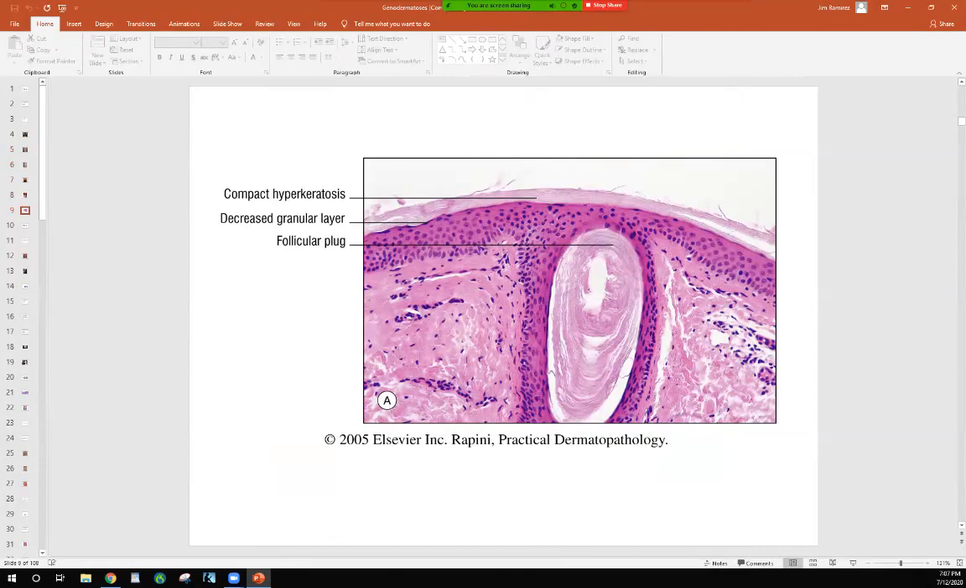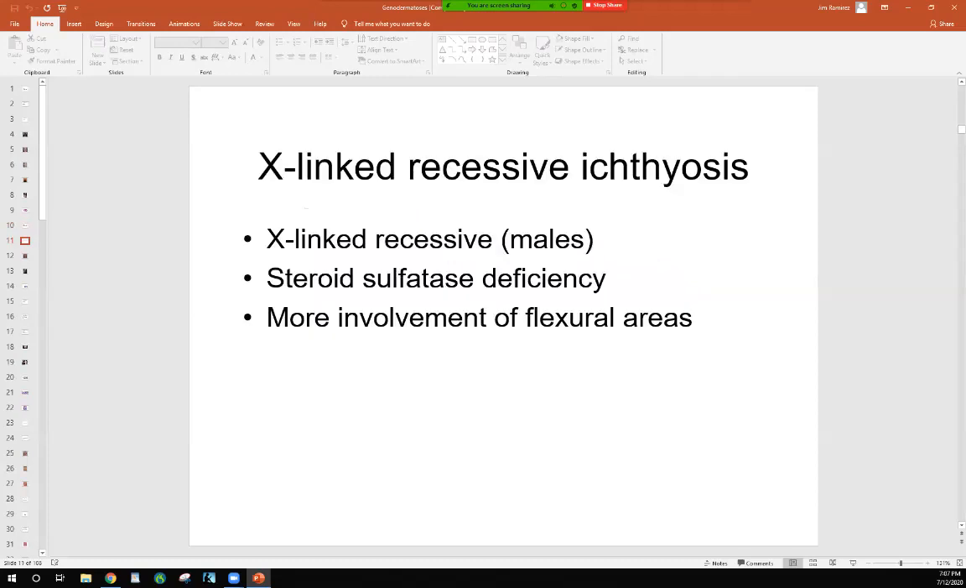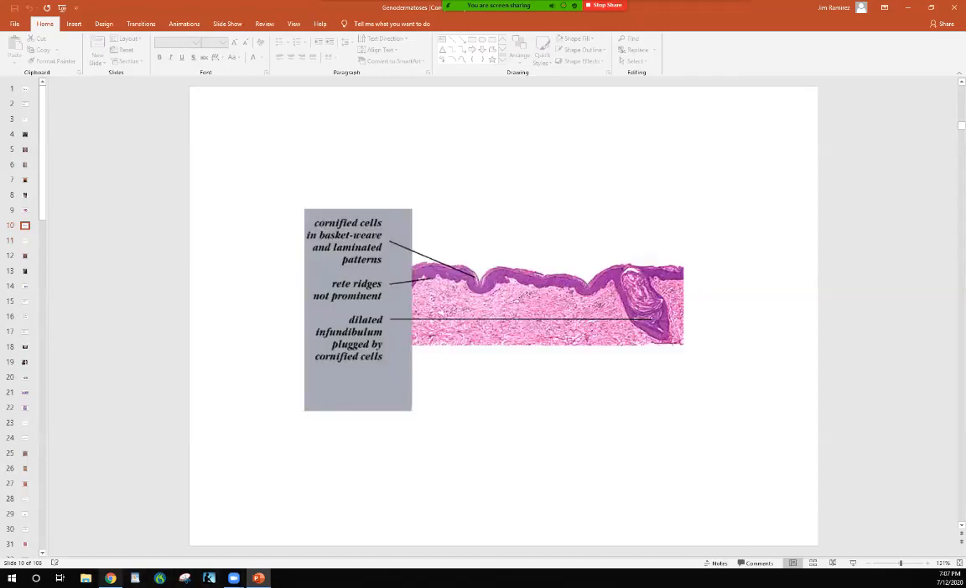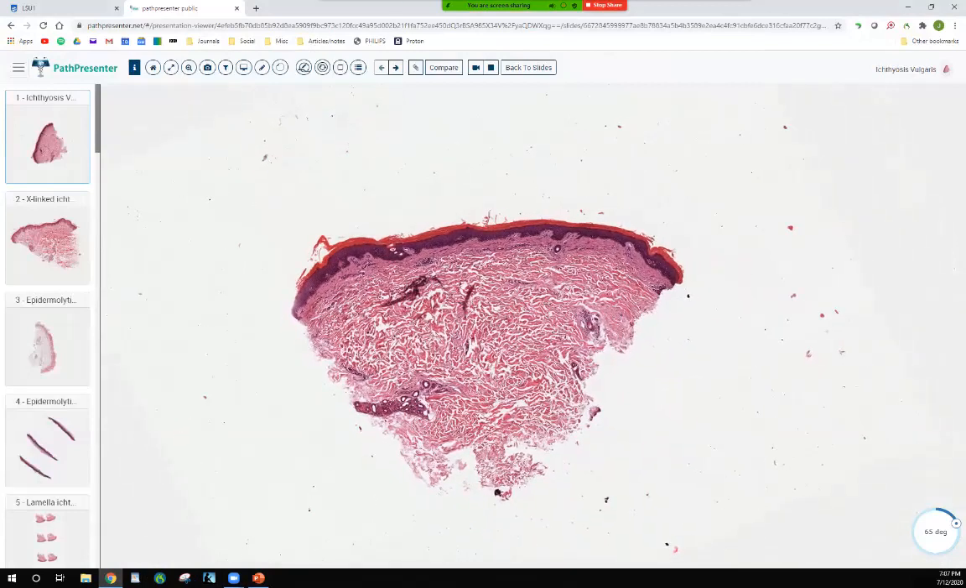This is a schematic showing what I was talking about, how you get this compact hyperkeratosis and a decreased granular layer. I'm going to keep stressing that among the ichthyoses, decreased granular layer, and also a follicular plug to boot. You also tend to get flattened reedy ridges, which is in contrast to some of the other ichthyoses. So before we go there, this is PathPresenter, which is very good. They have a nice collection of these unusual dermatoses, which can be hard to find because they're all rare.